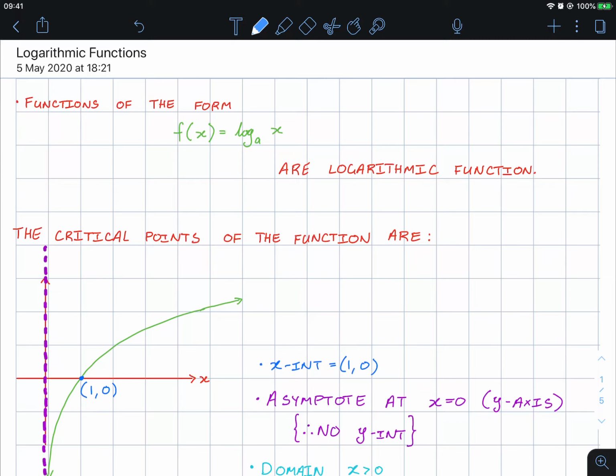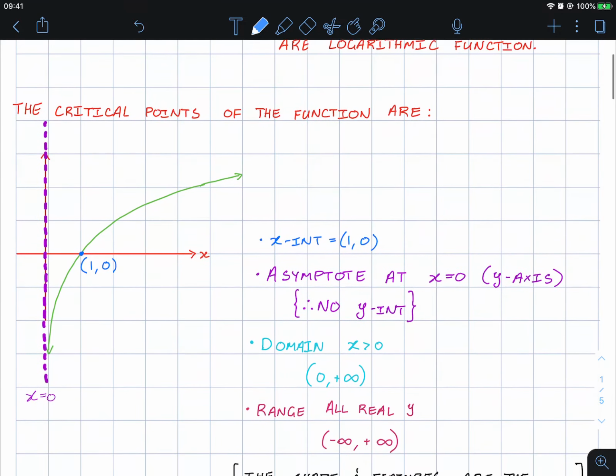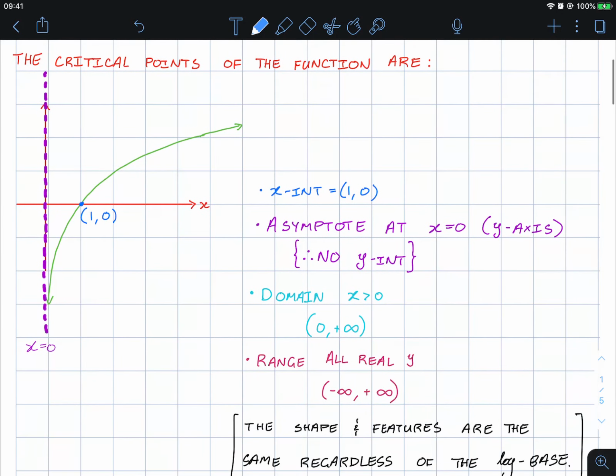So, logarithmic functions are those of the form f(x) = log base a of x. The base can be absolutely anything, and these are called logarithmic functions. The critical points of the function are as follows. There's an x-intercept at (1, 0).